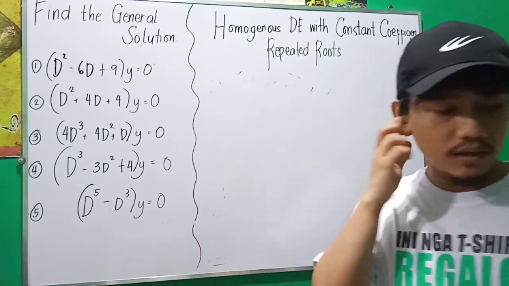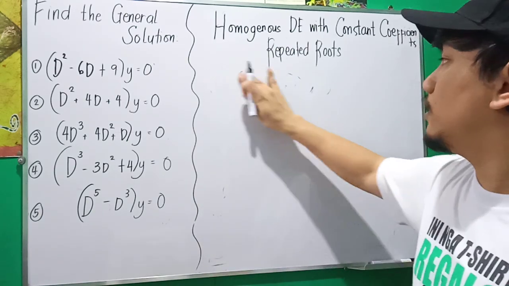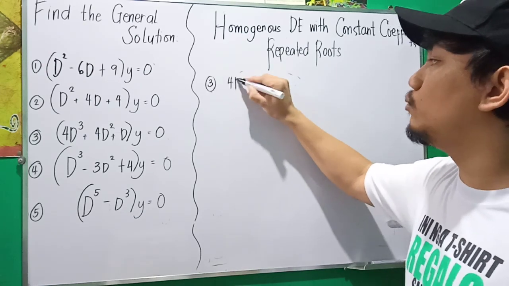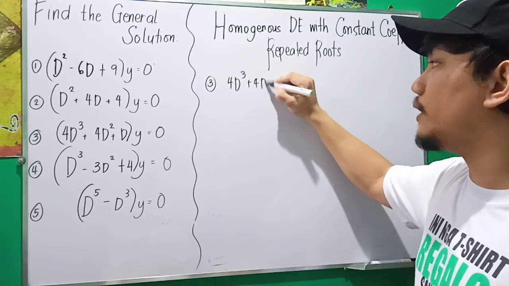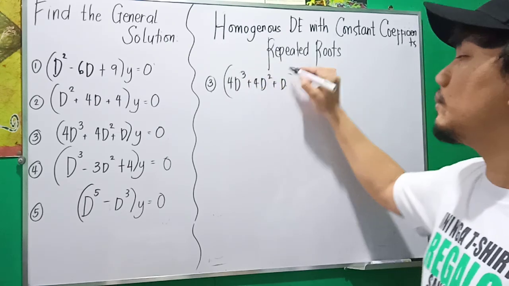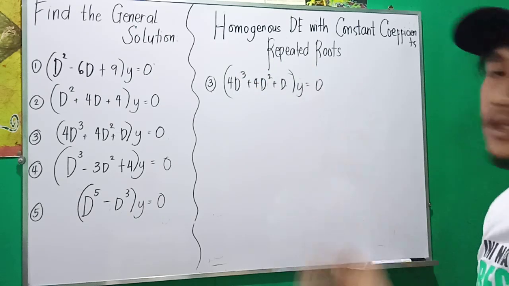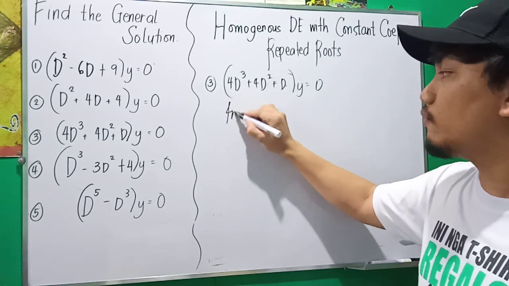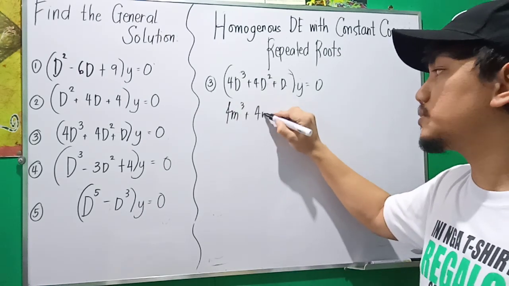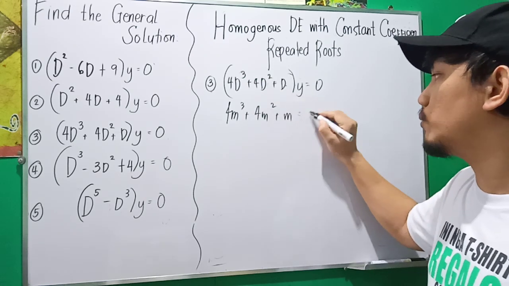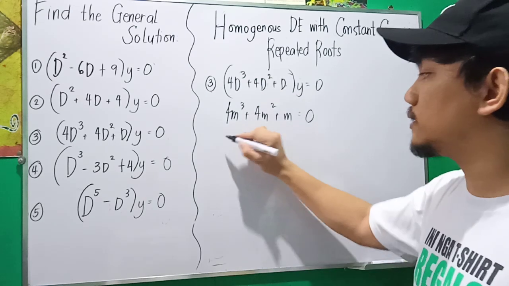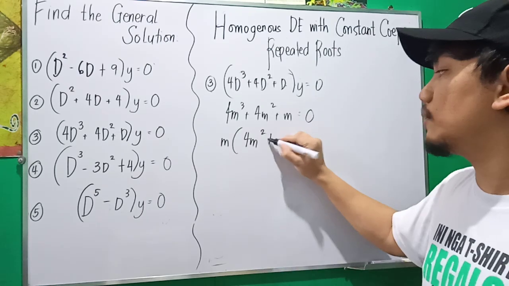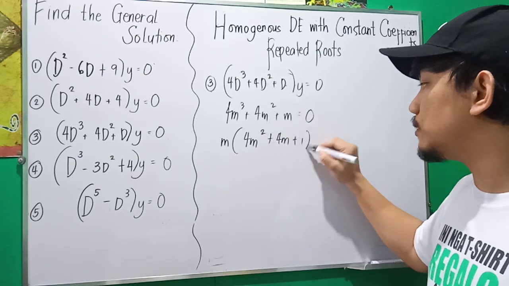Okay, so for number 3, we have 4D cubed plus 4D squared plus D multiplied by y, sorry, is equal to 0. Hindi siya multiplied. Parang differential operator lang kasi siya. So this can be written as auxiliary 4m cubed plus 4m squared plus m is equal to 0. Common factor yung m. So, pwede natin siyang i-factor out. M multiplied by (4m squared plus 4m plus 1) is equal to 0.